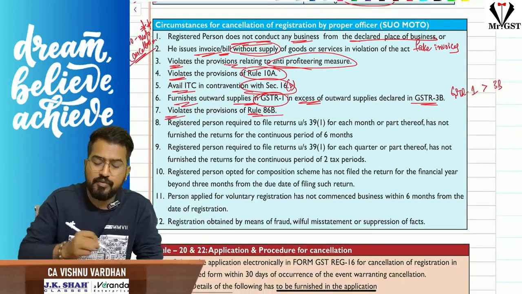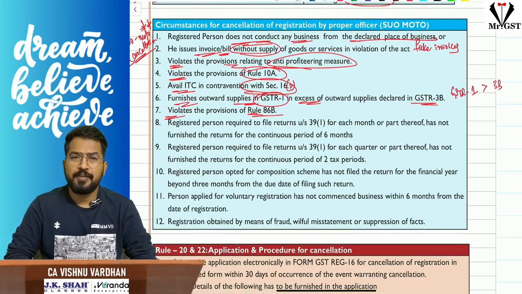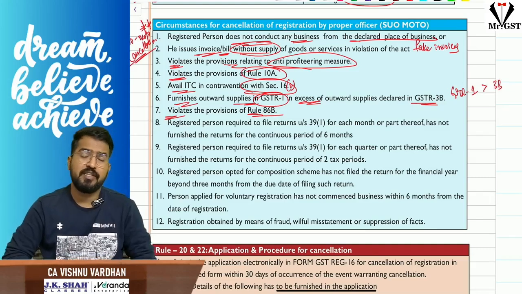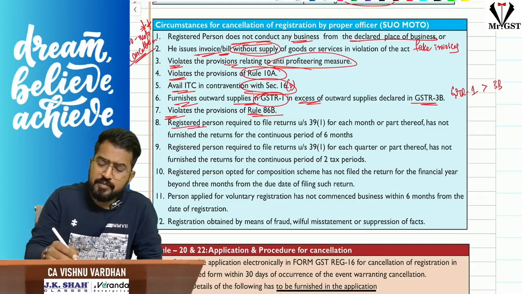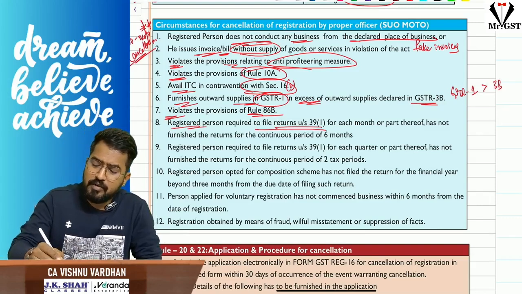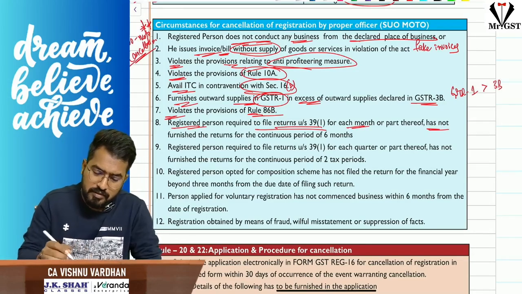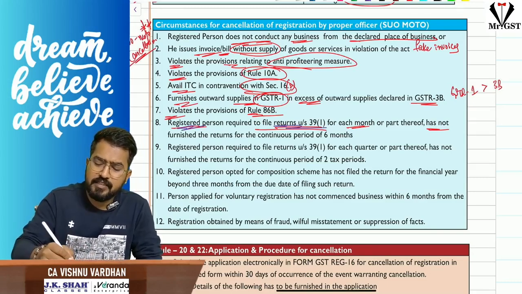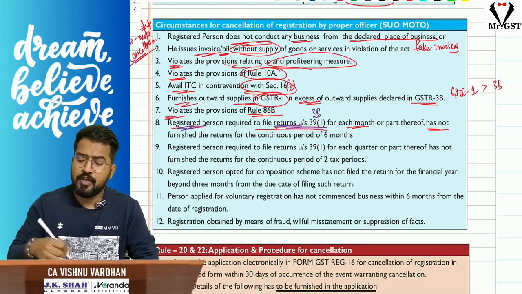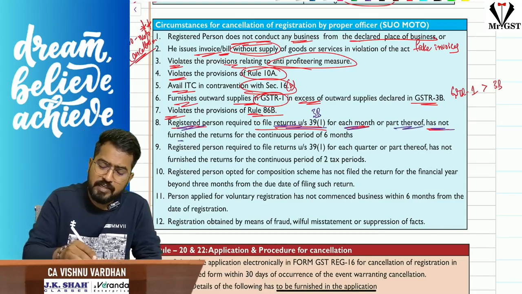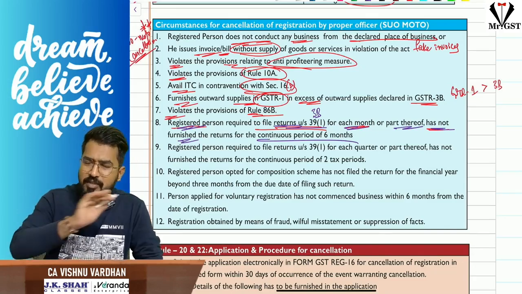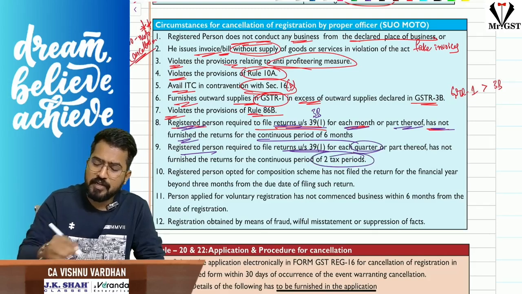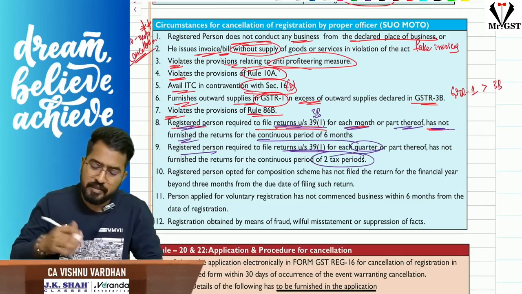Or you are violating the provisions of Rule 86B. Do you remember Rule 86B? At least 1% you should discharge your tax liability in cash if your taxable turnover in the month exceeds 50 lakhs. The registered person required to file return under section 39 subsection 1, what is that? GSTR 3B. For each month or part thereof, has not furnished the returns continuously for 6 months. That means 3B you have not filed for 6 months, simple. Or you are required to file quarterly and you have not filed it continuously for 2 quarters. If you are supposed to file monthly, this is a monthly filer.